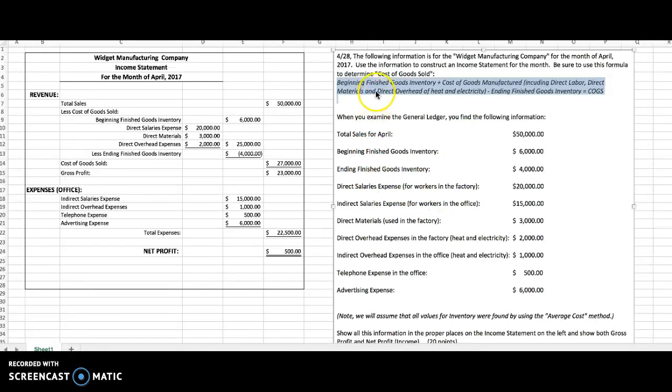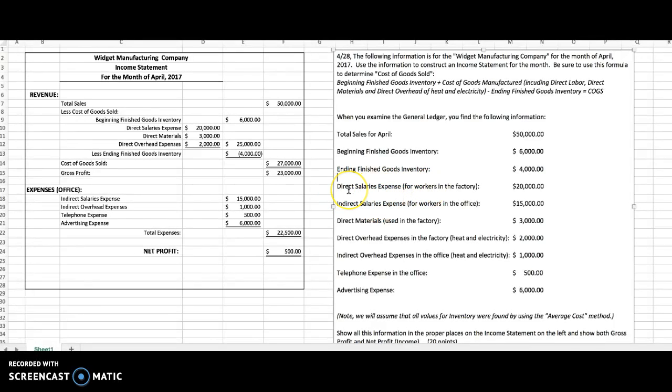And we begin with beginning finished goods inventory. And you see that I have listed it here, beginning finished goods inventory of 6,000. That came from the directions over here. And then we add to it, there's a plus up here in the formula, we add to it the cost of goods manufactured, which includes these three things: direct labor, direct materials, and direct overhead. And they are listed under the directions here.